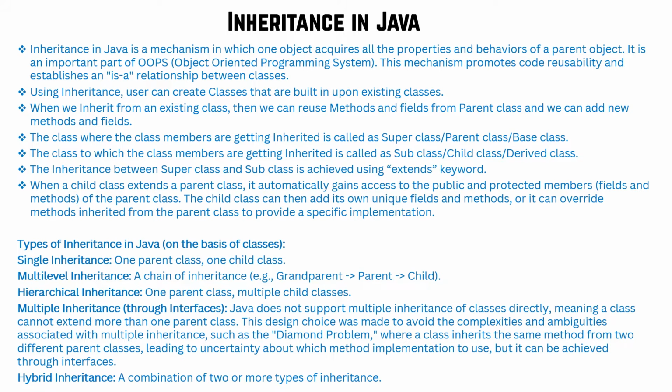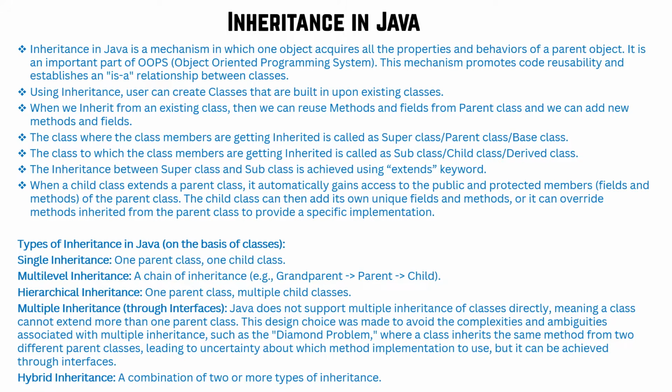Multiple inheritance, so that is very important. Multiple means one child can have multiple parents. Is it possible? In Java classes, it is not possible. But through the interface concept, which I'll be explaining today only, multiple inheritance is possible.